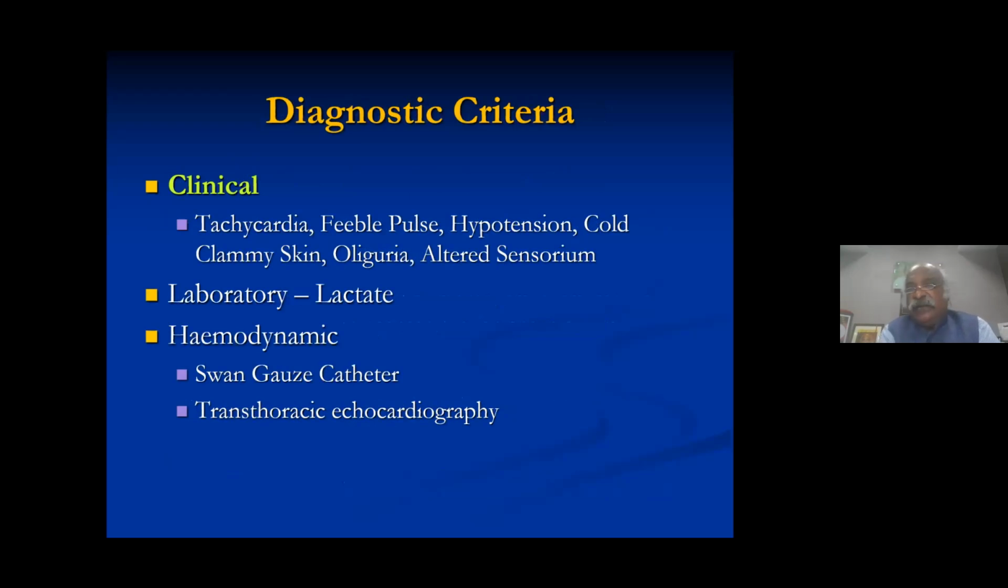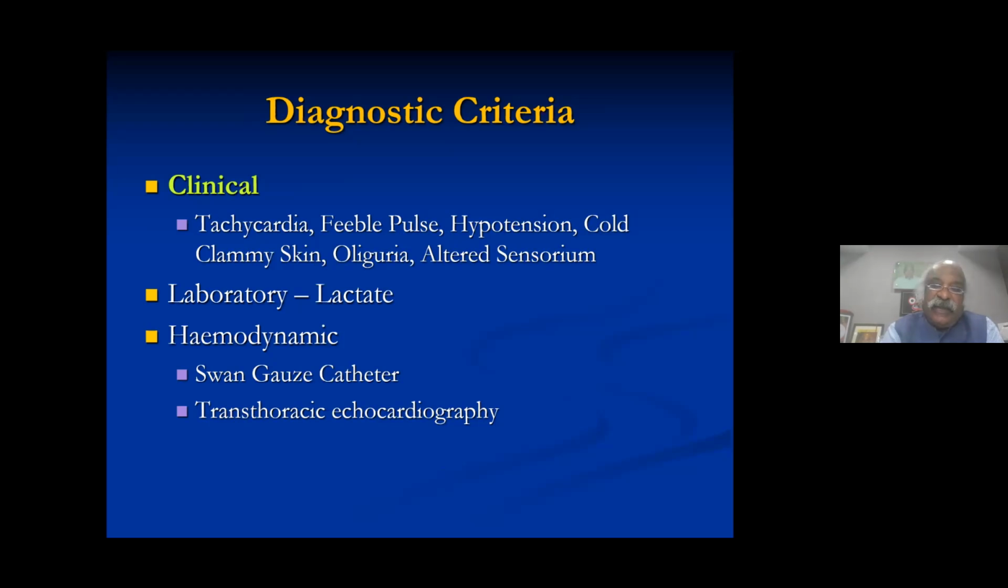What are the diagnostic criteria? When the patient has features of shock, what do we mean by features of shock? They are divided into three varieties: clinical criteria, laboratory criteria, and hemodynamic criteria, out of which the most important is the clinical criteria. Tachycardia, feeble pulse, hypotension, cold clammy skin, oliguria, altered sensorium. These are known to all of you. These are the fundamental clinical criteria of shock, whether following delivery or following surgery in gynecological operations.